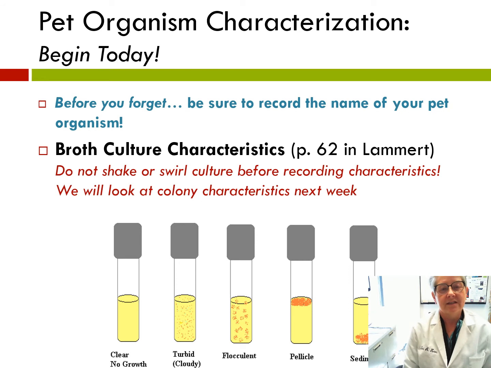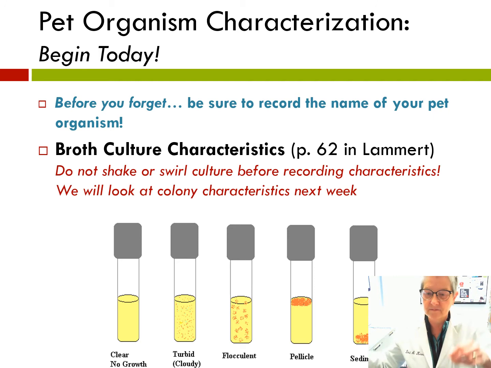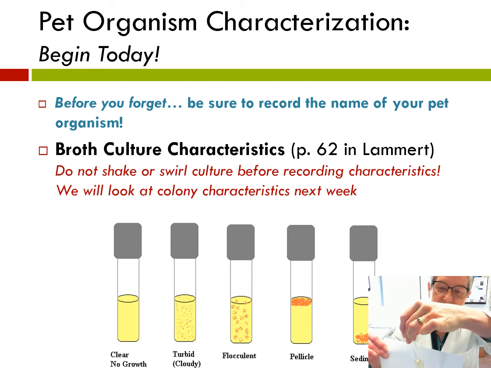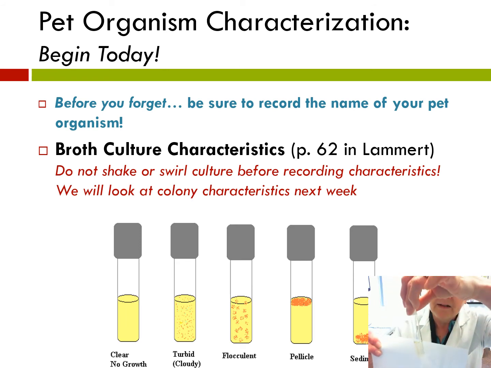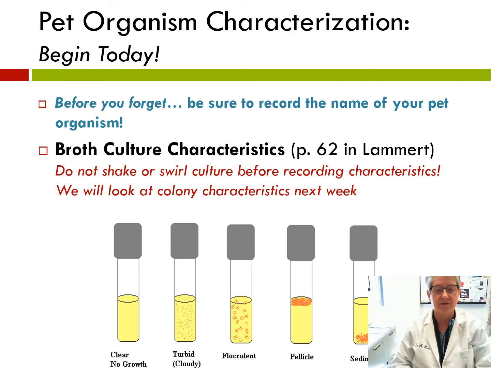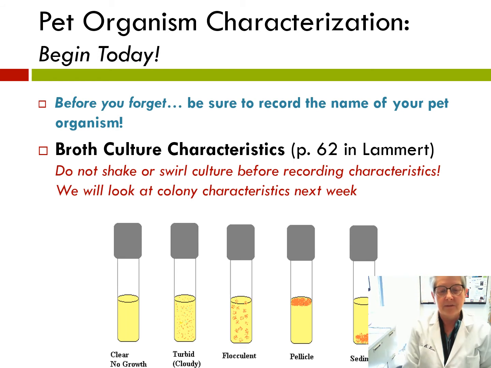One of the first things to do with pet organism characterization is to look at the broth culture characteristics. A clear broth tube like this, if I can get a good photo here, well, that's not showing up very well. An uninoculated tube of media will just be clear. You can tell that nothing's growing in it. But once we introduce bacteria to that broth tube, it becomes cloudy or turbid.